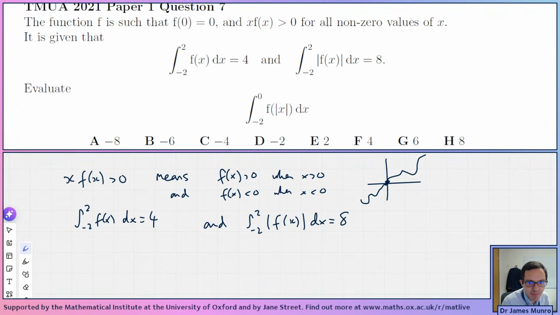I'm probably going to split this up at 0, right? The thing in the question involves this integral from -2 to 0. In my head, I'm still doing the version of the question where I haven't seen the mod signs, which is actually quite helpful at this stage. If I haven't seen the mod signs, then this thing is very closely related to this thing over here.